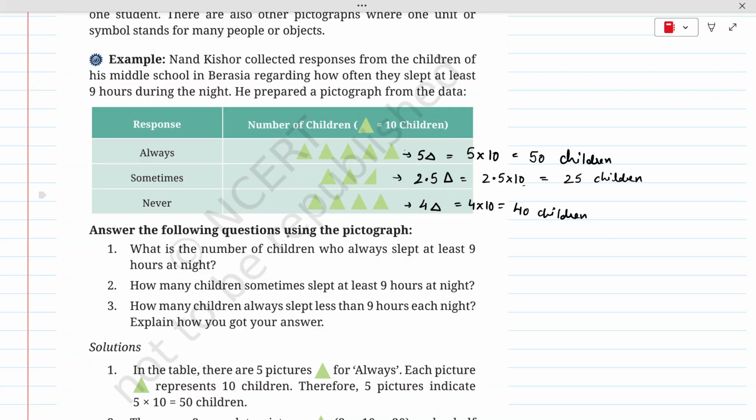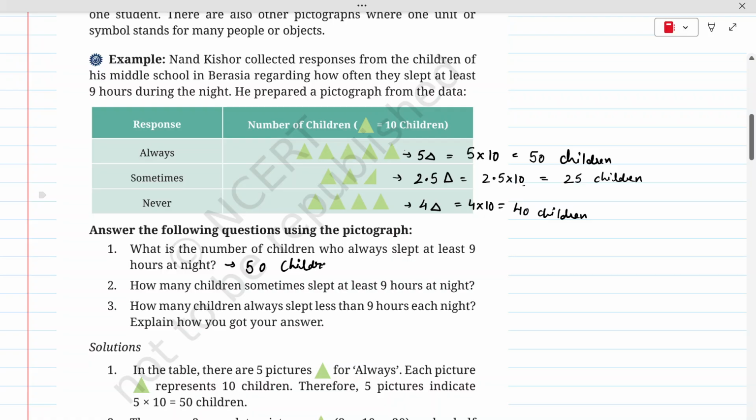Okay. So now we have to answer the following question using the pictograph. What is the number of children who always slept at least 9 hours at night? Here we have seen that the children who always slept 9 hours during the night are 50. So this is 50 children.